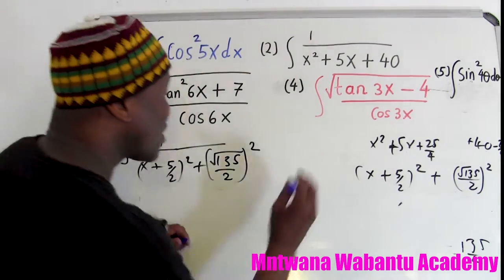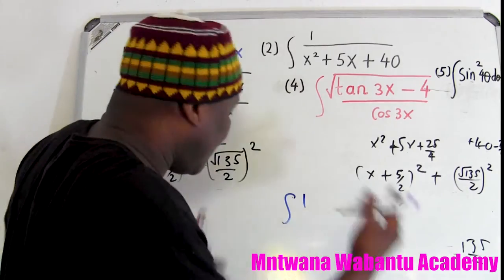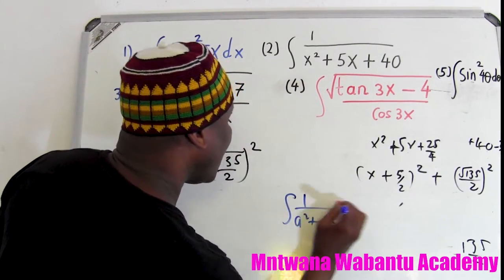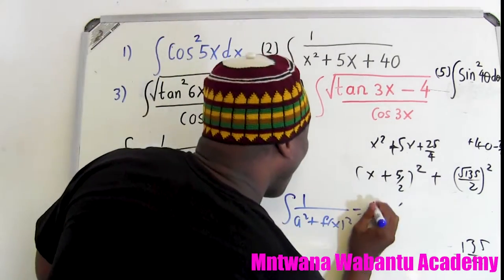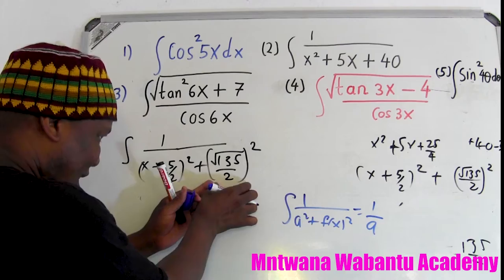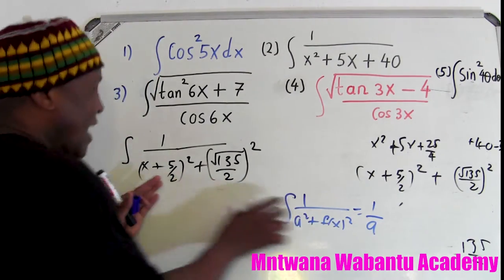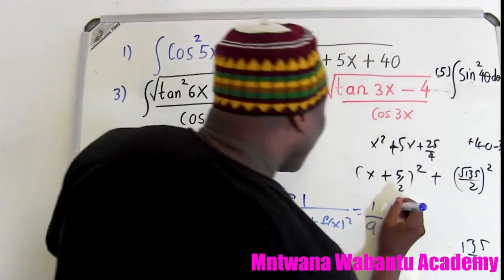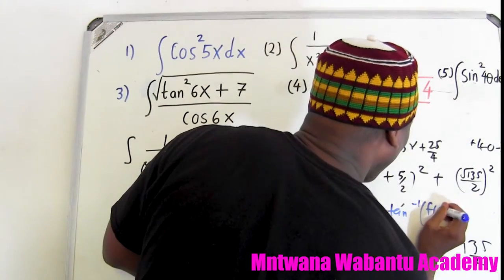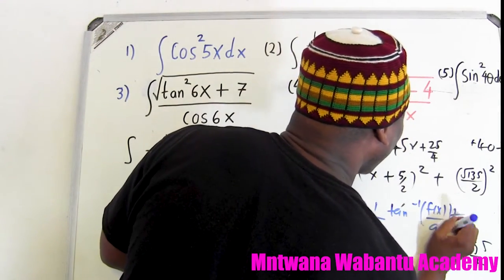This is tan inverse, because if you have an integral of 1 over a squared plus f(x) squared, with no root, it is 1 over a. The a is the number here, and f(x) is the one with the x. So 1 over a means divided by a, and then tan inverse, or arctan, which is the same thing, of f(x) over a, plus c.